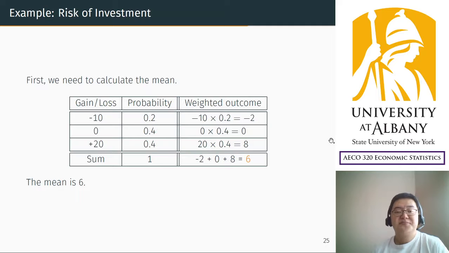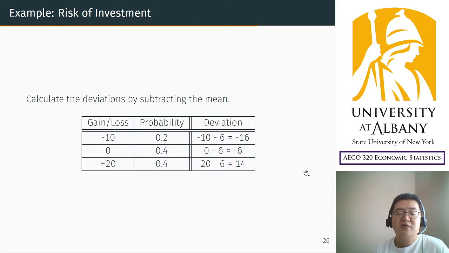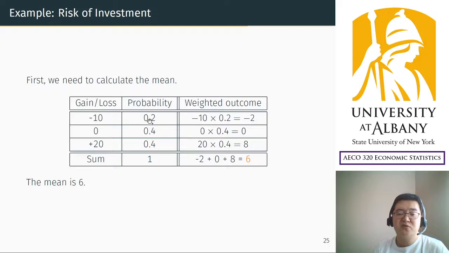So think about this. First, you have to calculate the mean: multiply each outcome by its probability to obtain the probability weighted outcomes, and sum the probability weighted outcomes. The mean is 6. So on average, you get $6 from this investment. Now the next step is, because now you know the mean, you can calculate the deviation. By the way, I changed the probabilities to decimals. It's natural. 20% becomes 0.2, 40% becomes 0.4, so that the algebra becomes easy.